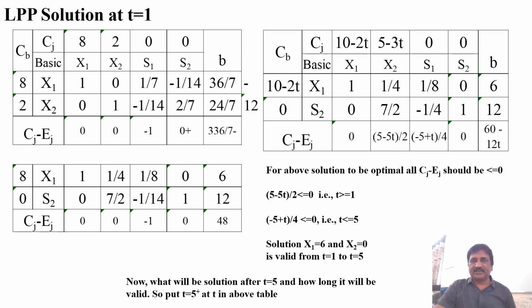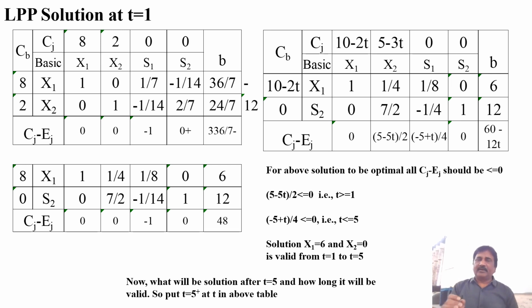So with that consideration, I have modified this table and I got x1 as 6 and s2 as 12. And all Cj minus Zj values here, this is the Z value, all Cj minus Zj values are coming less than or equal to 0. That means this is the optimal solution. Okay. At t equal to 1 plus, this is the optimal solution: x1 equal to 6 and s2 equal to 12.